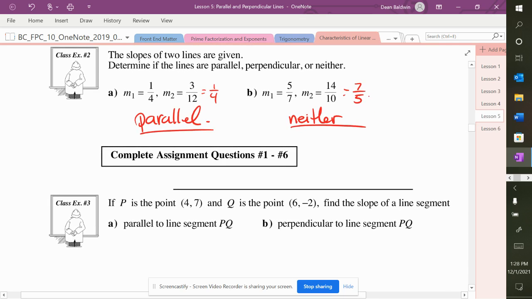All right. We got a couple more things to do, and then we're done. This is a very short lesson. All right.